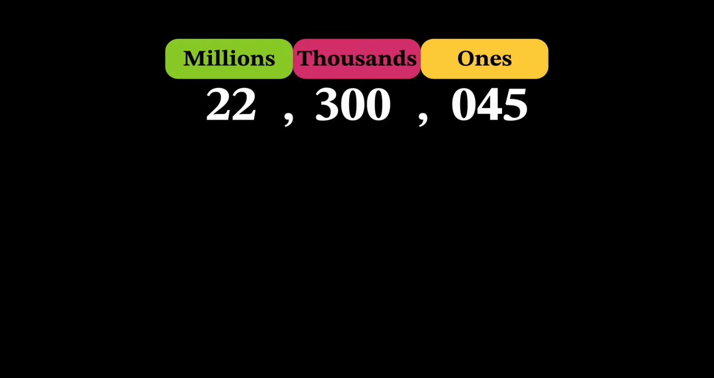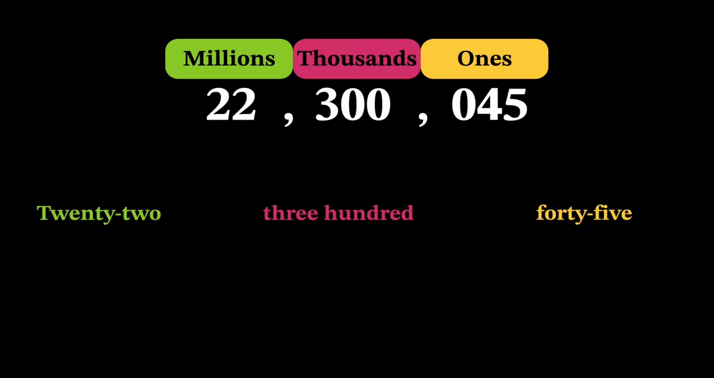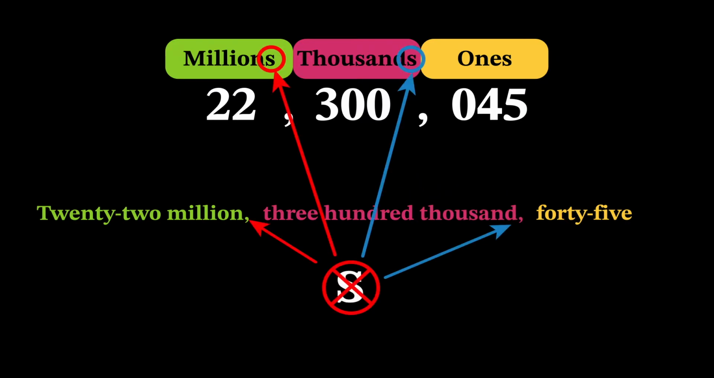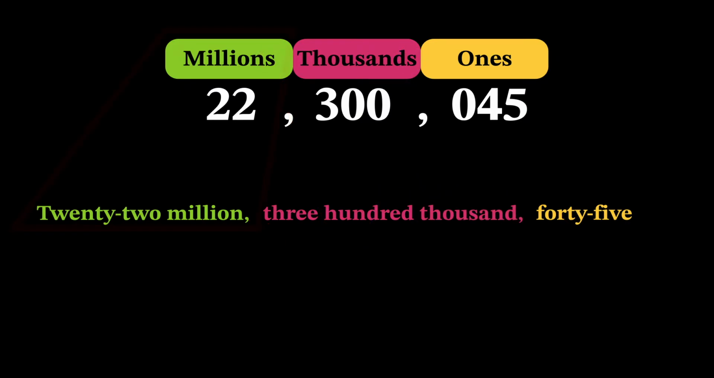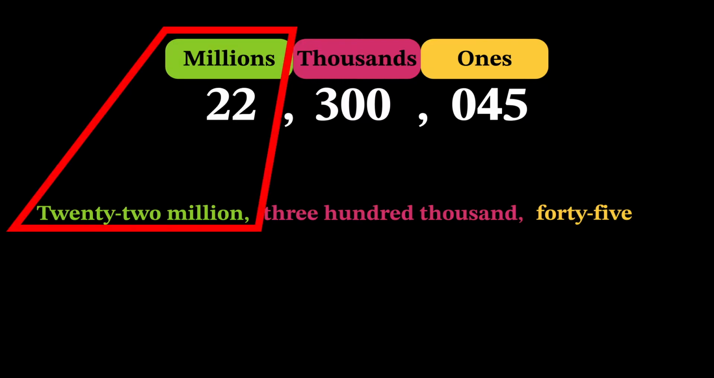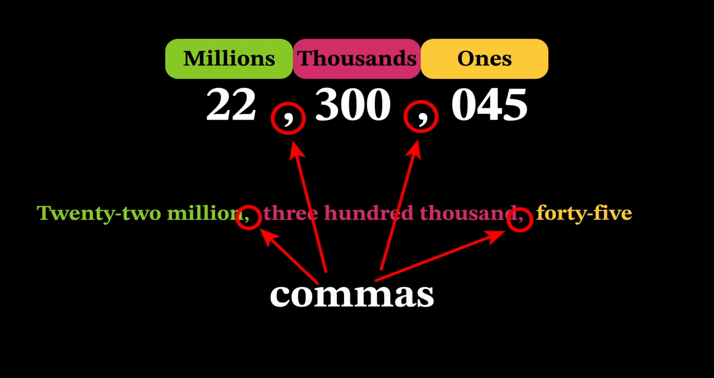So to write a number using words, we want to first write the number in each period, followed by the name of the period without the S at the end. So we want to start with the period on the left, which is going to have the largest value. We need to use commas to separate the names of the periods. So wherever there is a comma in the number, write a comma between the words as well.